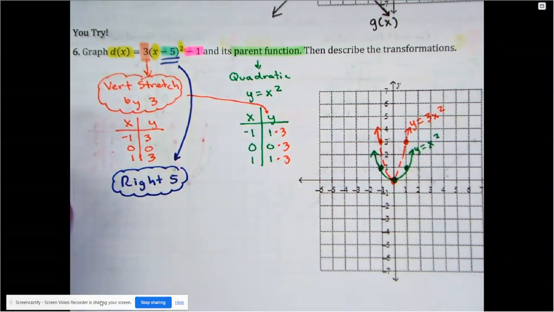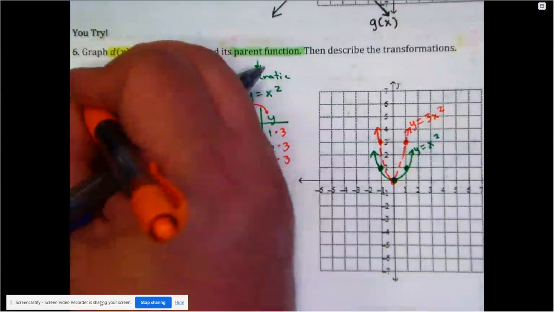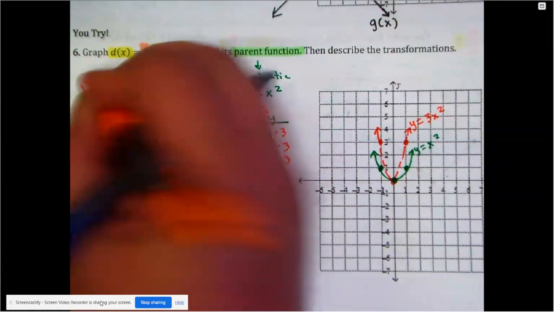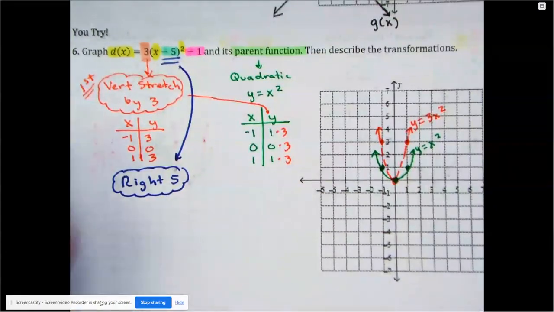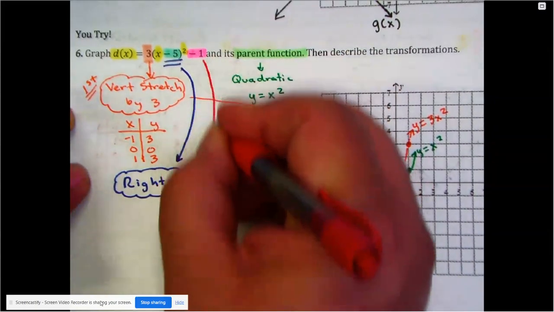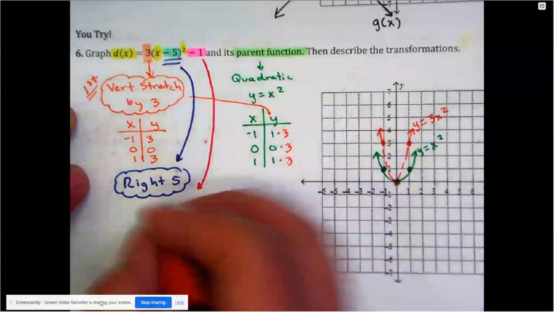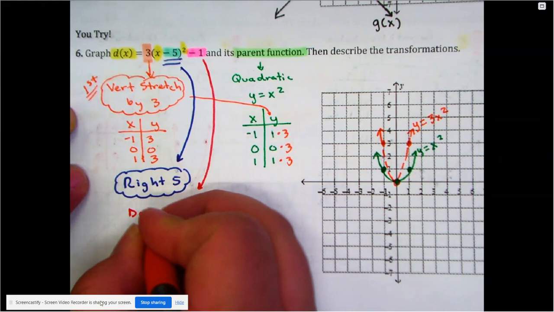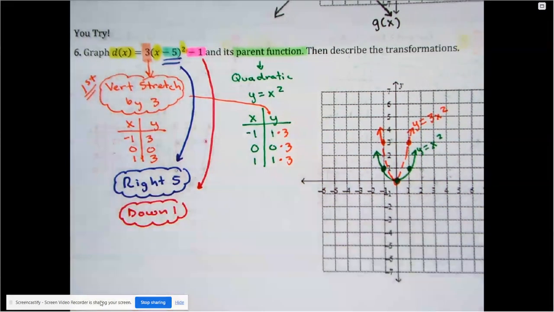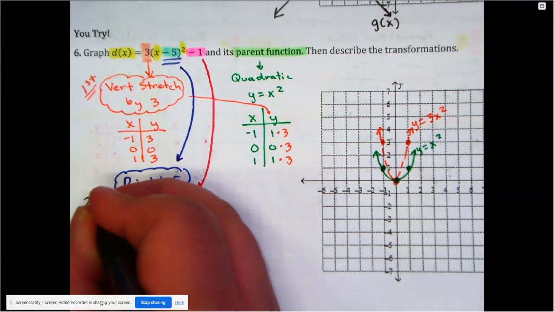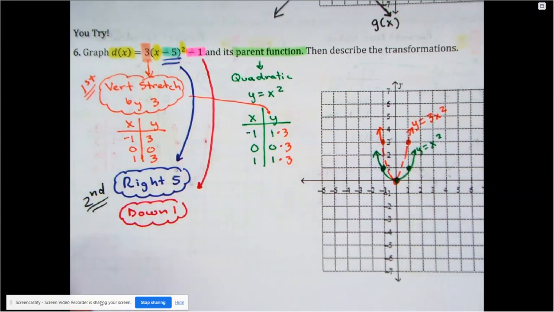Now remember, earlier I took care of the reflection first. I also did my stretching first. But when all you're going to do is translate, you can get both of those done at the same time. And so when it says -1, well, we're heading down 1 space as well. So we're going to take care of both of these things all at the same time. So this is going to be our second move for this problem.